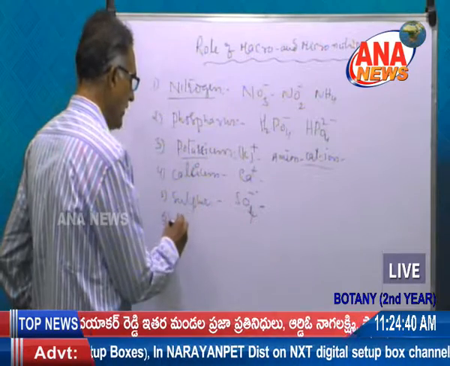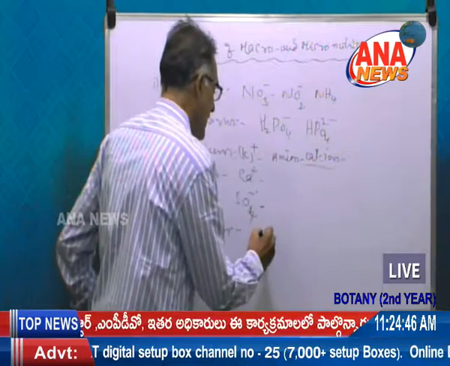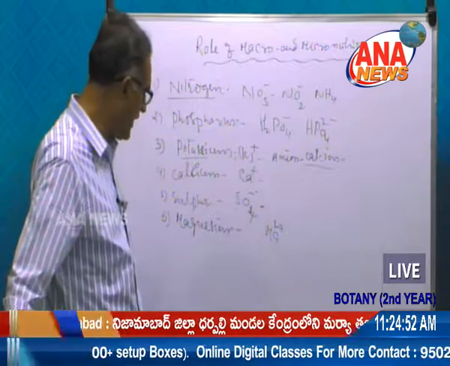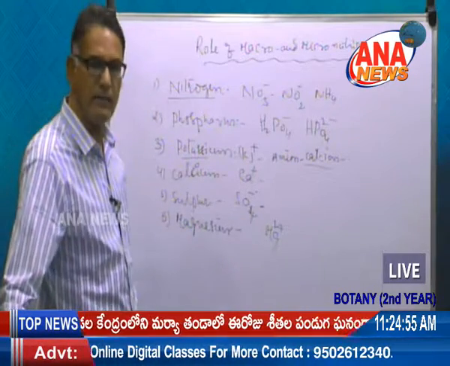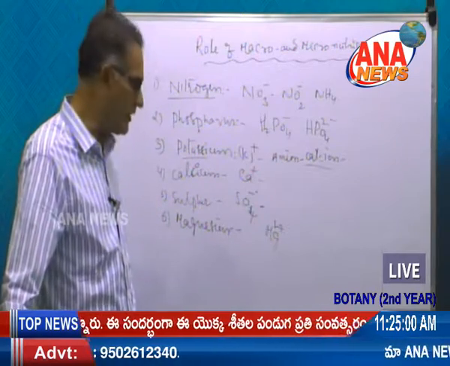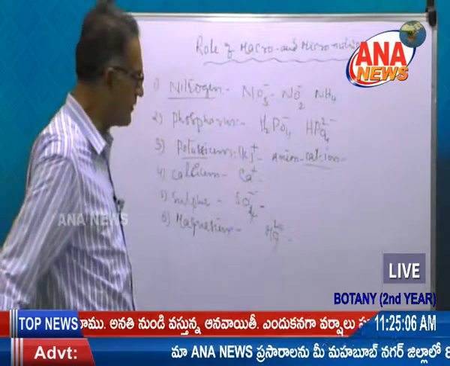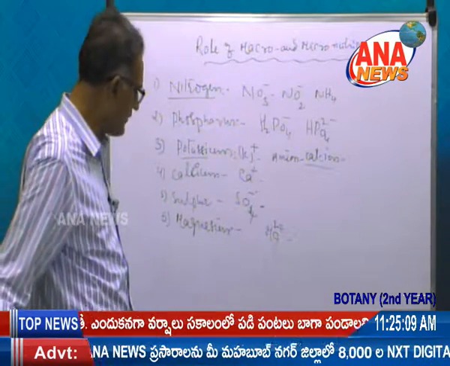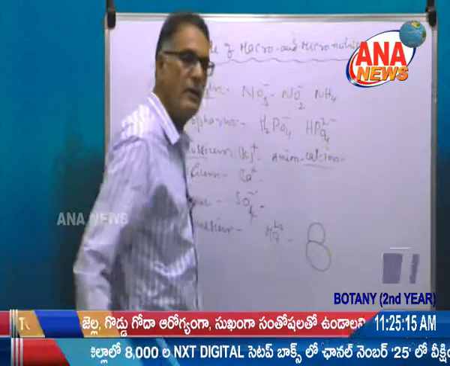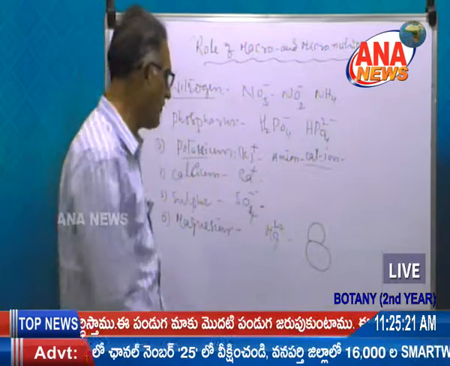Then magnesium, Mg plus divalent ions. It is an important element to activate the enzymes involved in both photosynthesis and respiration. Magnesium maintains the ring form structure of the chloroplast. It also maintains ribosome binding: the two units of ribosomes are bound together with the help of magnesium.